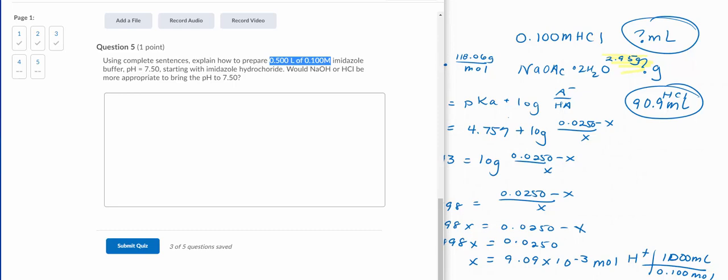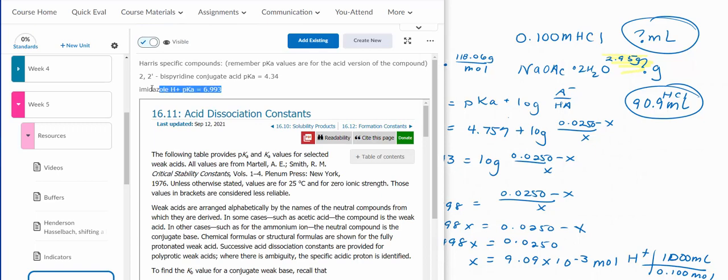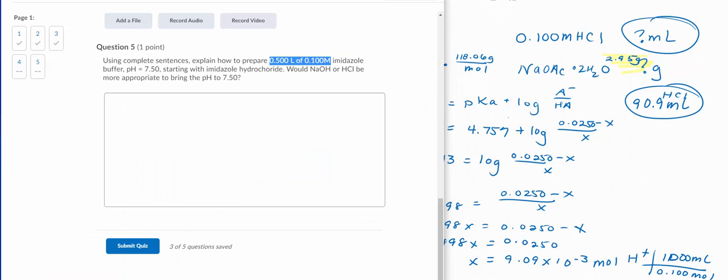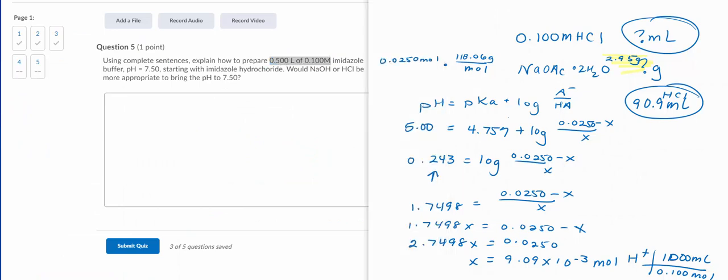We're going to dissolve that in about 400 milliliters of water. We're then going to adjust the pH to 7.50 with sodium hydroxide, because the pKa of this is less than that. It's 6.993. And that is shown right up here on our Ka table of values page. Then we will dilute up to a mark. We would be using volumetric glassware for this, and we would dilute up to the mark with more water. So we would definitely be using that sodium hydroxide.